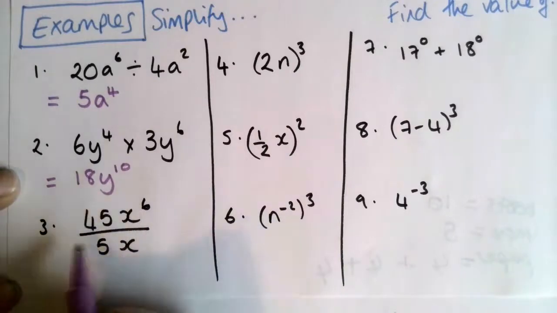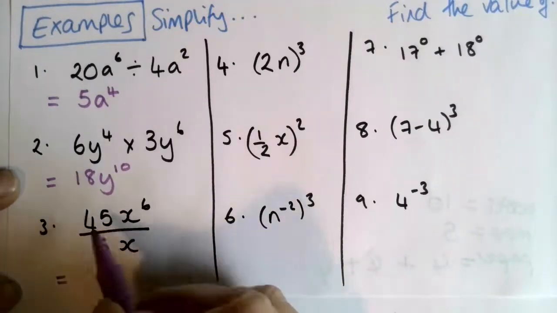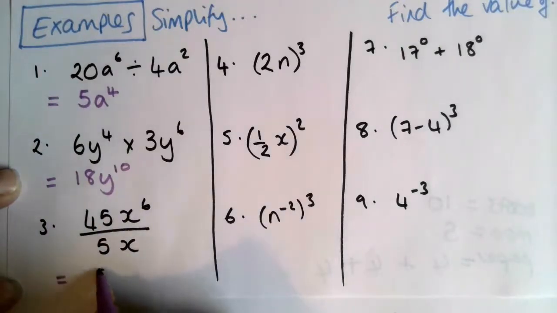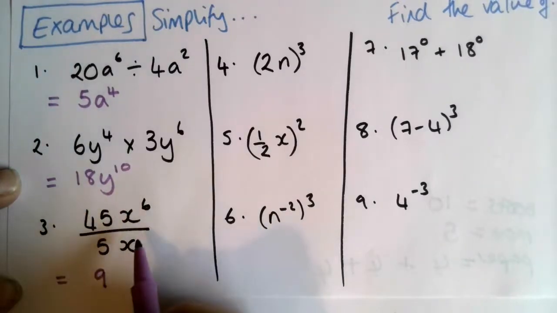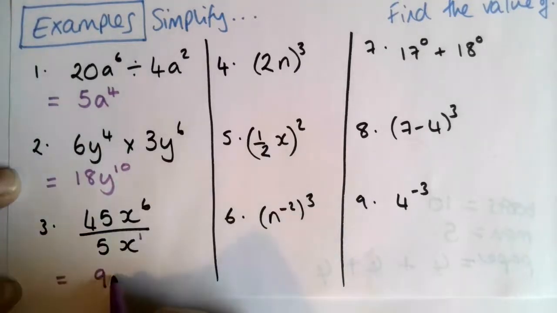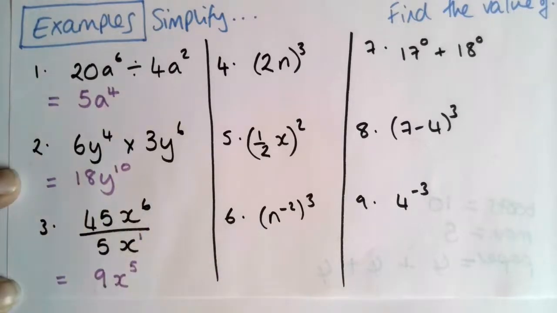Okay. Number 3, 45x to the power 6 divided by 5x. I'll do numbers first. 45 divided by 5 is 9. X to the power 6 divided by x. Remember, if there's no power on something, really it's to the power of 1. So that's going to be x to the power of 6 take away 1 gives me 5.